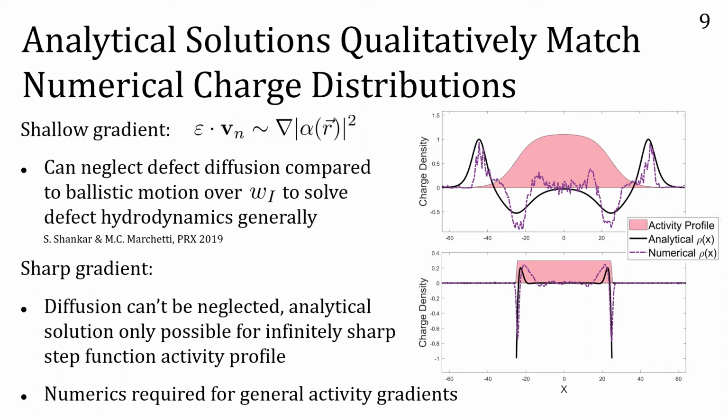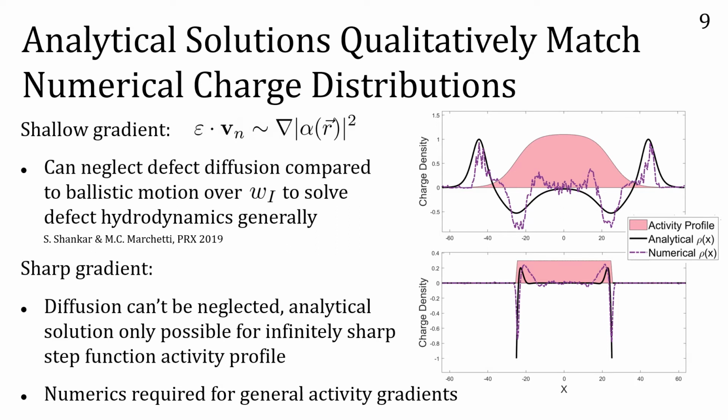For a weak gradient limit, when the interface widths are large, we can neglect defect diffusion terms in comparison to ballistic motion over the width of the interface. This greatly simplifies the steady-state hydrodynamic equations and allows us to find a general closed-form solution for arbitrary activity profiles.